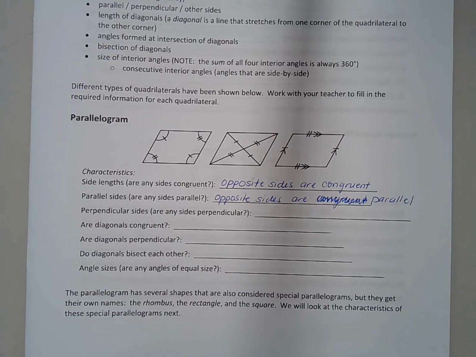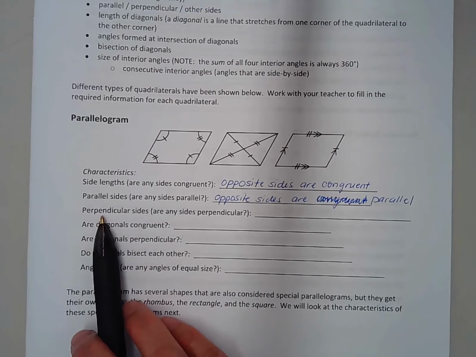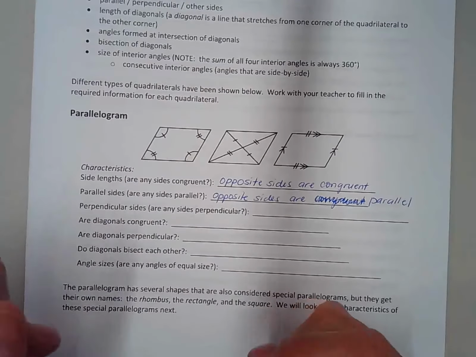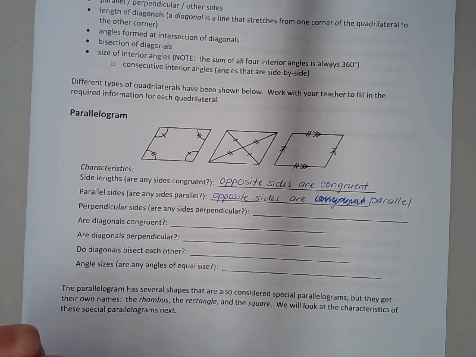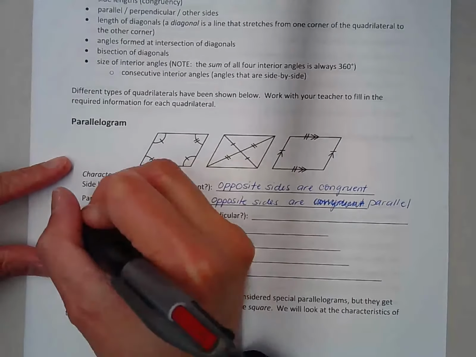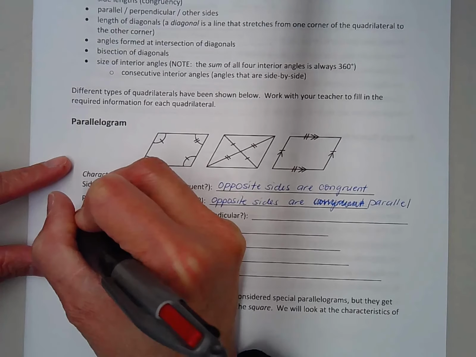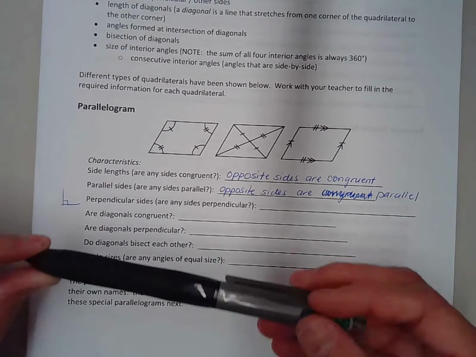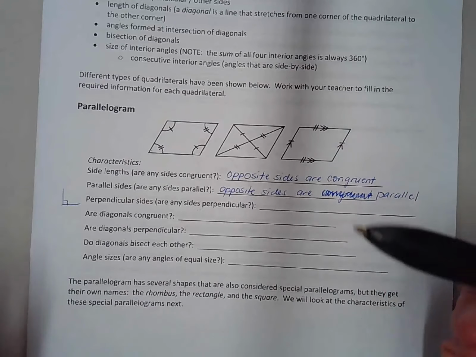The next one here: perpendicular. What does perpendicular mean? Yeah, we all know what parallels are, right? Parallel, going in the same direction. Perpendicular is when they create a 90-degree angle between the two sides. So the rotation from one line to the next is 90 degrees.